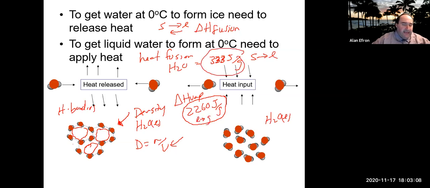And that is because as we go from solid to liquid, everybody is still relatively close to one another. They haven't fully broken apart from each other. But as we make the transition from liquid to gas, they're going to 100% break apart from each other. So it takes a lot more energy to go from liquid to gas than it does to go from solid to liquid.